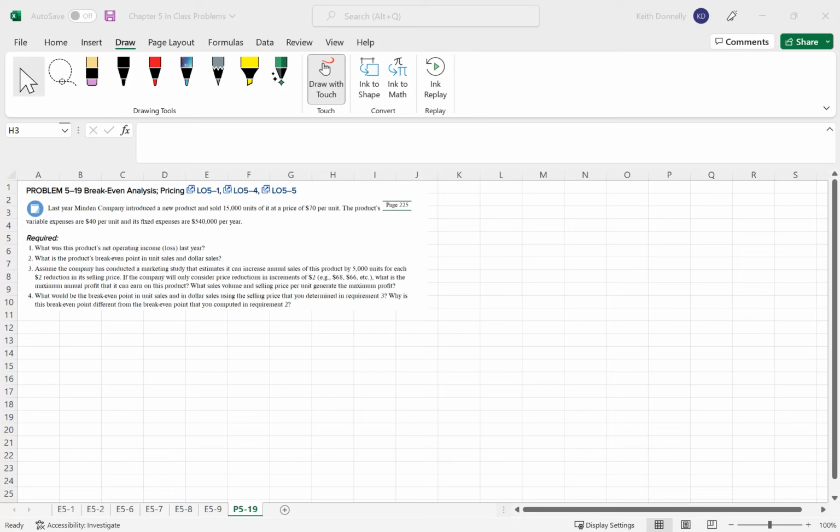And then 4, what would be the break-even point in unit sales and in dollar sales using the selling price that you determined in requirement 3? And why is the break-even point different from the break-even point in requirement 2? All right, that's a mouthful there. Let's take these one at a time.